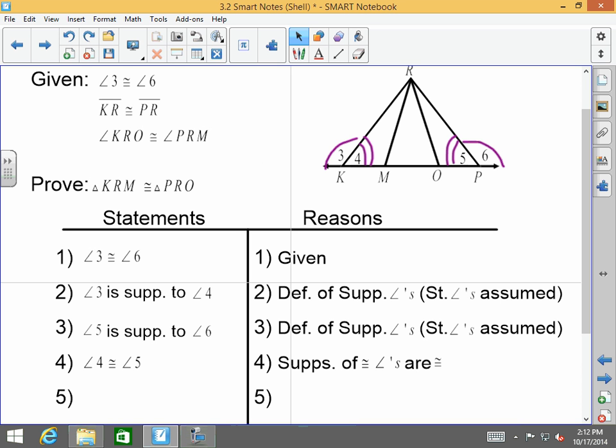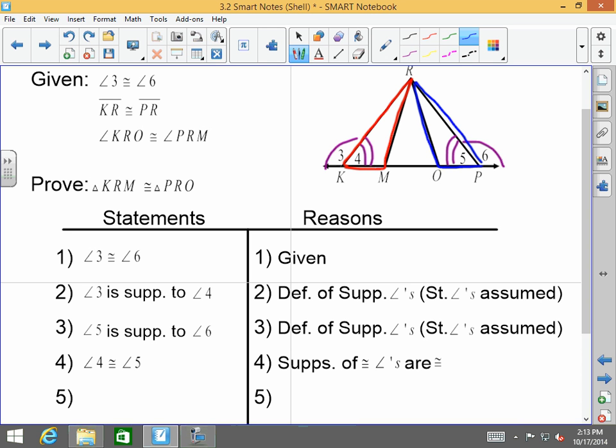Okay? And what I like to do in these, especially when we're talking about these congruencies, I like to already highlight what it is we're trying to prove. Remember that we're trying to prove that triangle KRM is congruent to triangle, I'm sorry, look at that. I do know how to read. Okay, I was wrong. To PRO. Okay, so we're trying to prove these two guys.